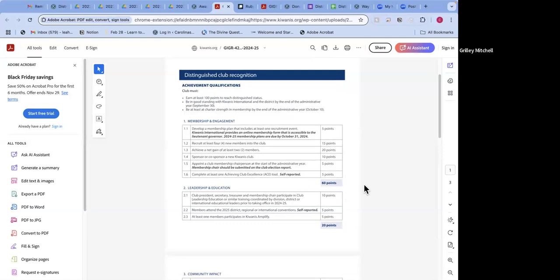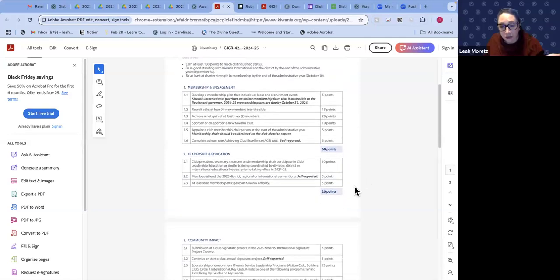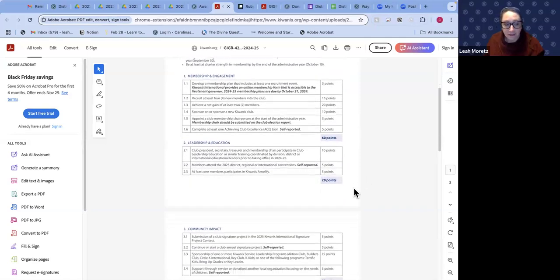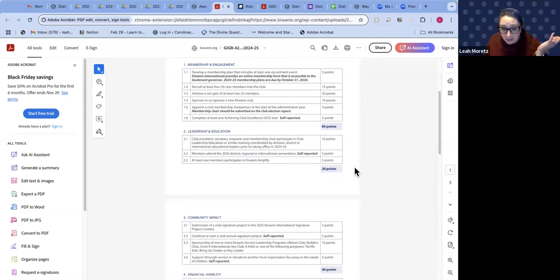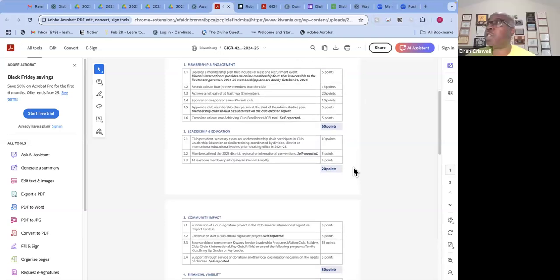And you do these things, which are all action oriented and not product oriented. So you don't have to have a net gain. You will become distinguished.